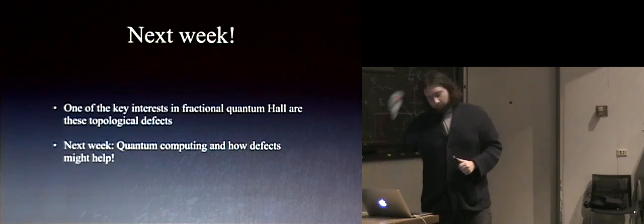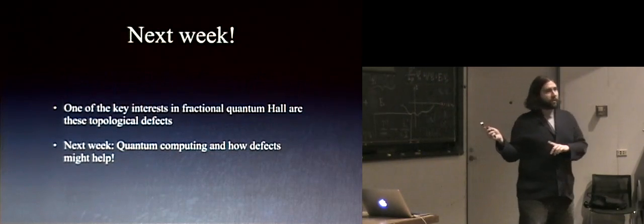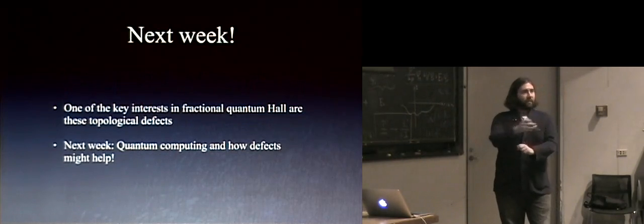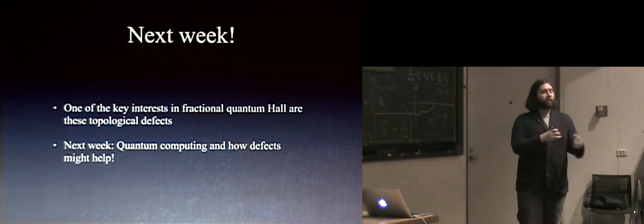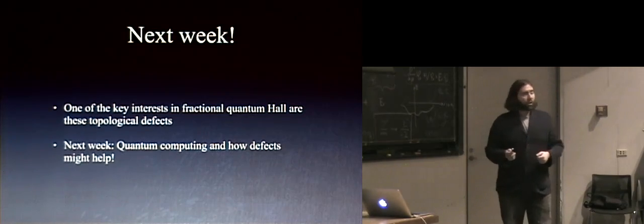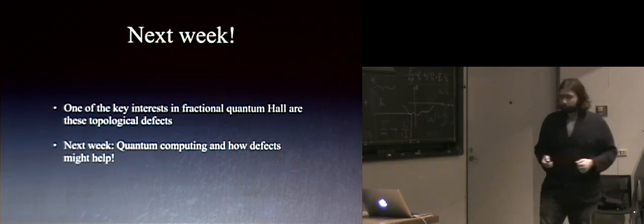Yeah. So with that, I'll wrap up. Next week, I'm going to talk about, since we know that there are these funny defects that can have these very funny braiding properties, how those funny statistics and braiding properties could potentially be used to build quantum computers. Thank you.